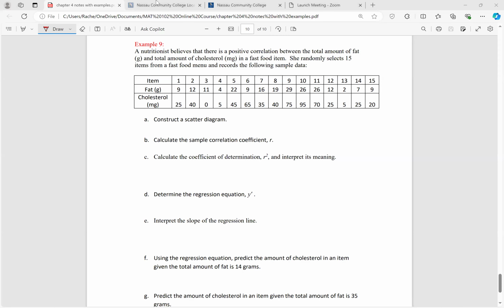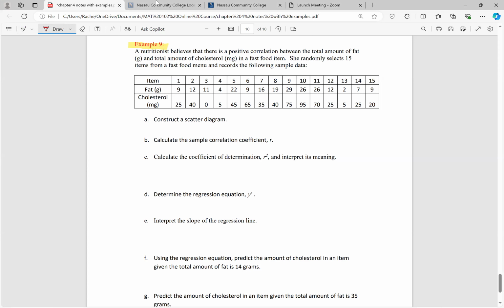Okay, so this is the last example that we're going to do in chapter 4. So example 9. A nutritionist believes that there is a positive correlation between the total amount of fat in grams and the total amount of cholesterol in milligrams in a fast food item. She randomly selects 15 items from a fast food menu and records the following sample data.